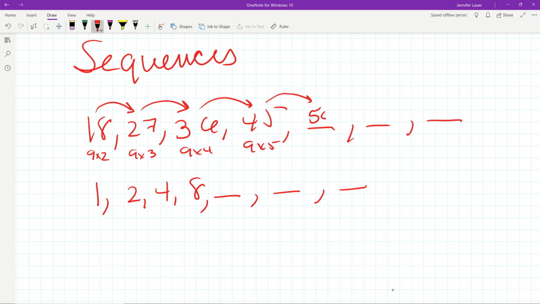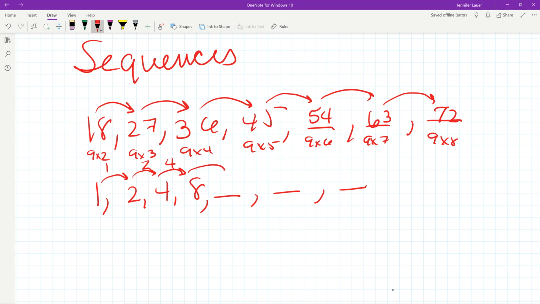9 times 6 is 54. And then 9 times 7 is 63, and you can use your multiplication chart for this. And 9 times 8 is 72. Now if you look down here, we've got 1, 2, 4, 8. So from here we went up 1, here we went up 2, here we went up 4.